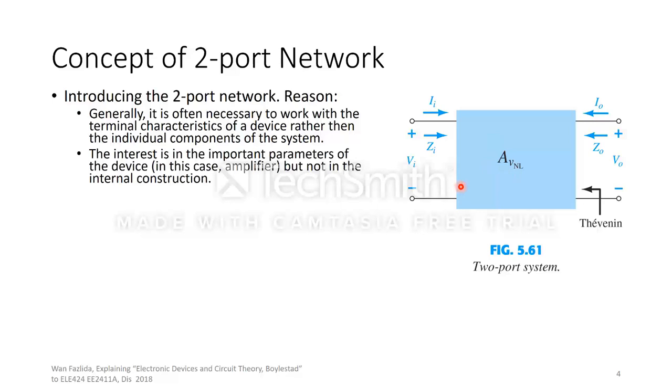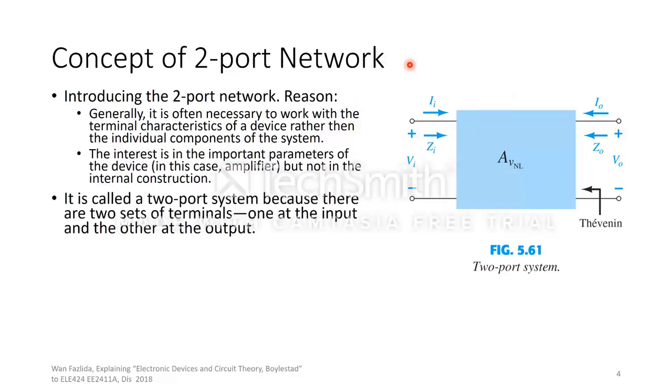Okay, so the interest is in the important parameters of the device, in this case the amplifier, but not in the internal construction. Before this, we were doing DC biasing calculations and AC analysis. When we were doing DC biasing, we were particularly interested in the internal construction, but here there are times when we just want to know how to use the device without knowing what's inside. So it's very convenient to have the concept of a two-port network.